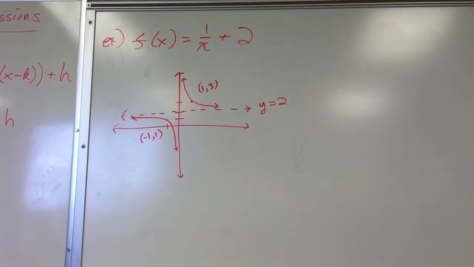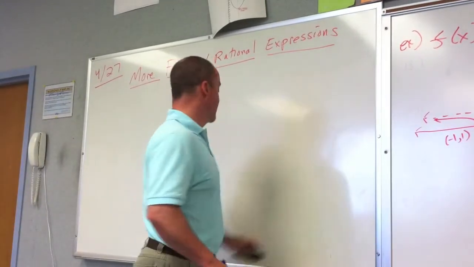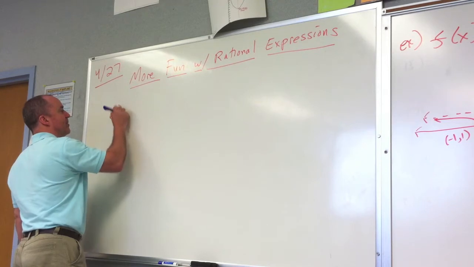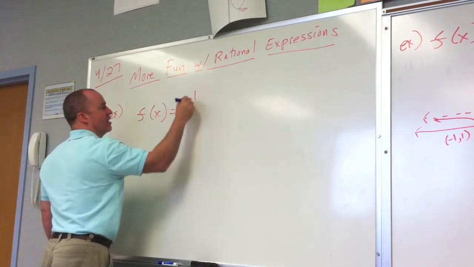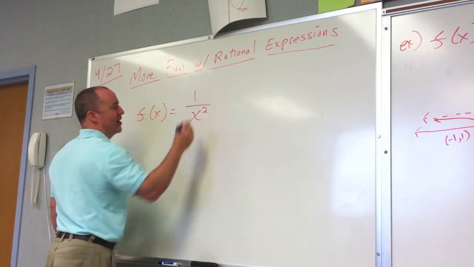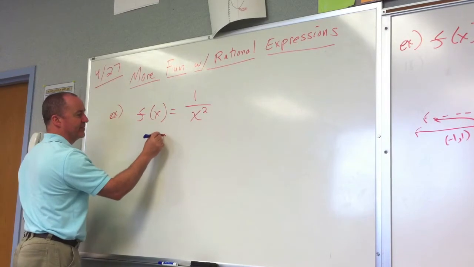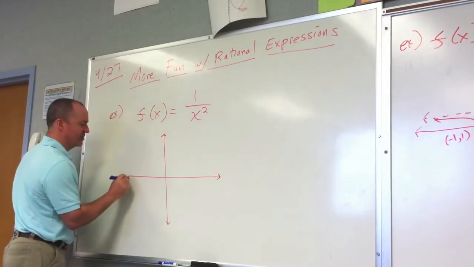I need to give you one more parent function for this. One other rational expression I haven't shown you yet that was or will be in some of the problems depending on what you did last night. New example: f of x equals 1 over x squared. This behaves very similarly to 1 over x. It doesn't line up over it perfectly though. X squared makes a difference.